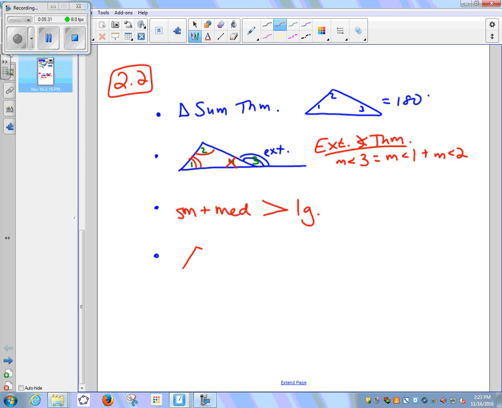Okay, and then we talked about small angle is across or opposite from the small side. And the medium angle is across from the medium side. And the large angle is across from the large side. Okay, so that's going to be putting either angles or sides in order. Any questions from that section? Your formative was on that. Make sure you go over your formative.